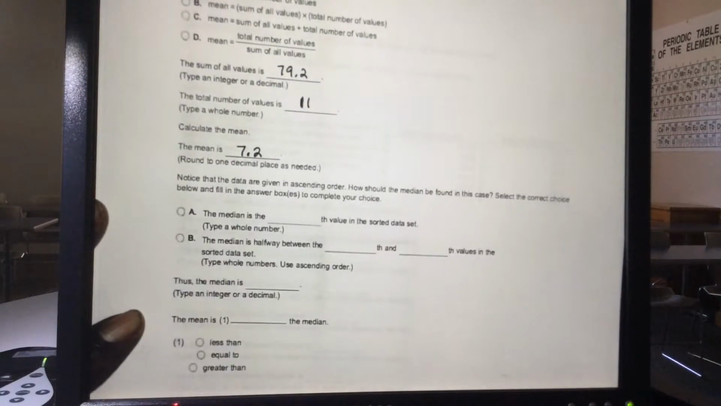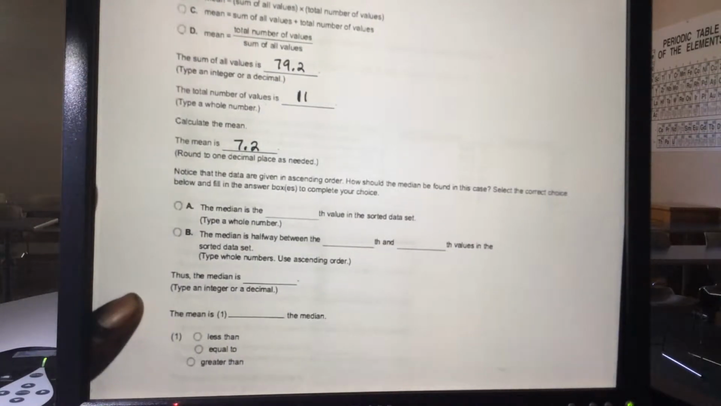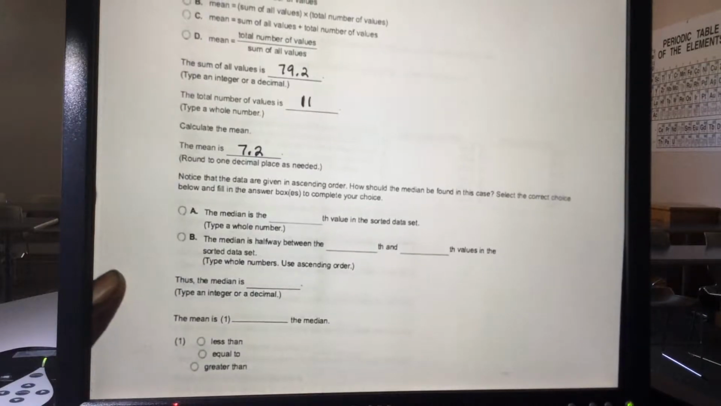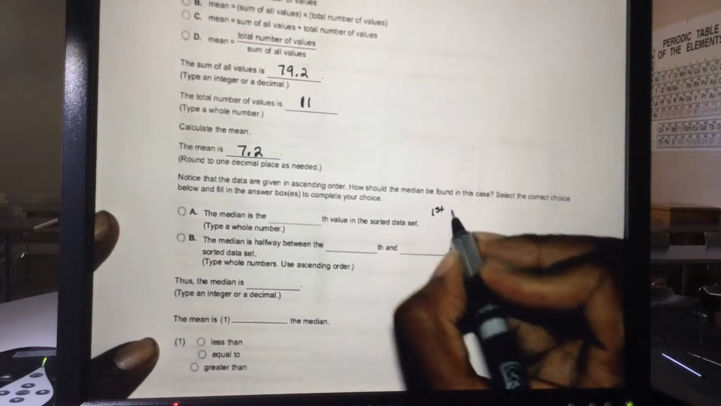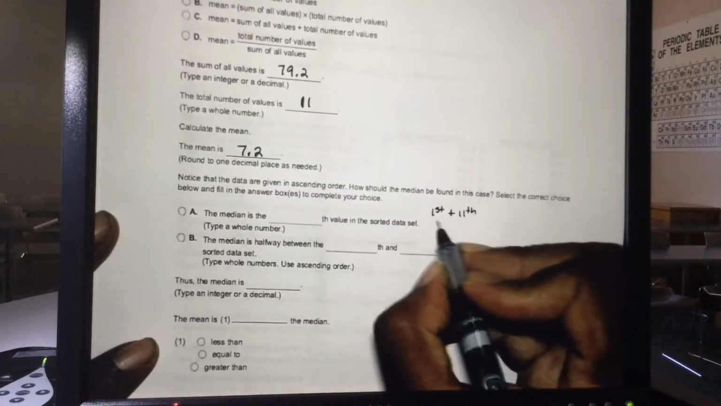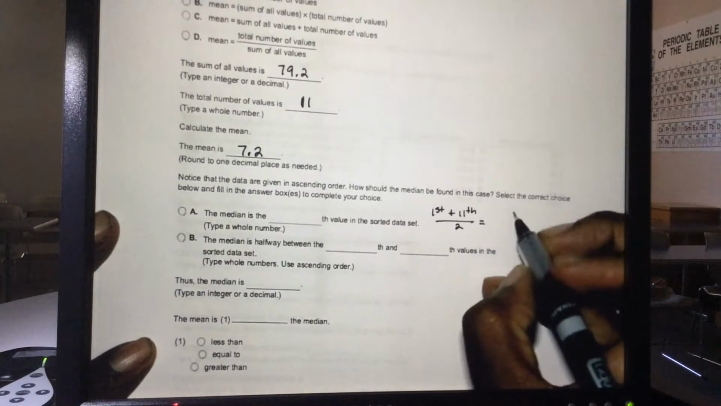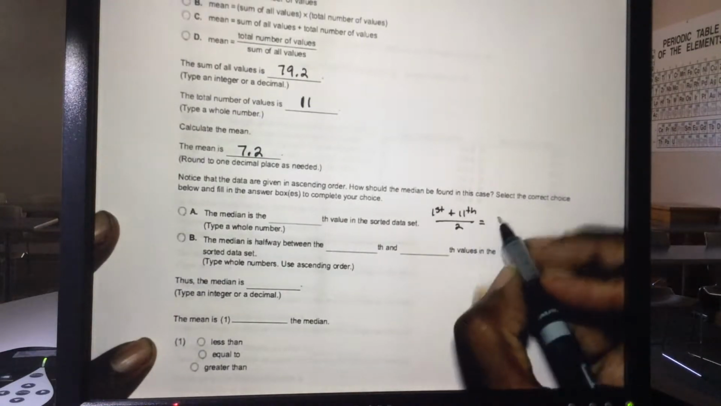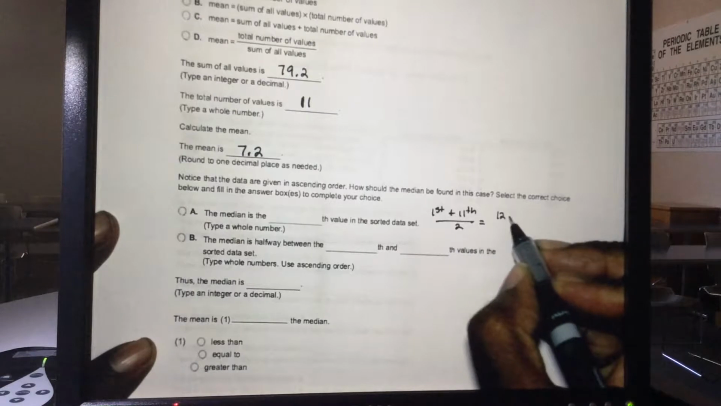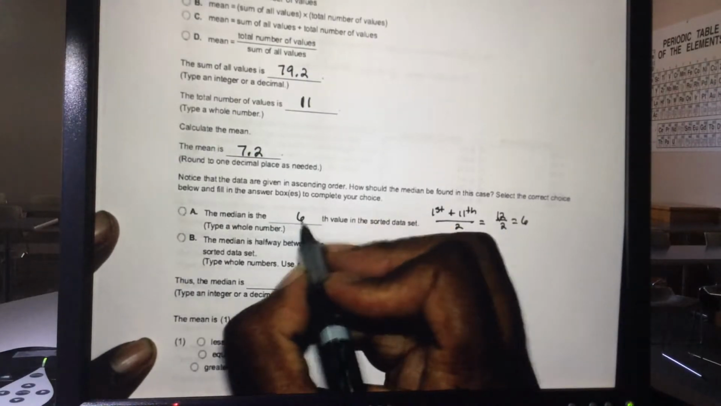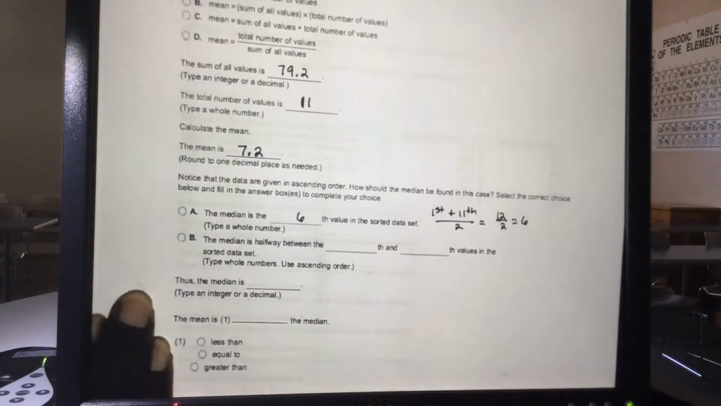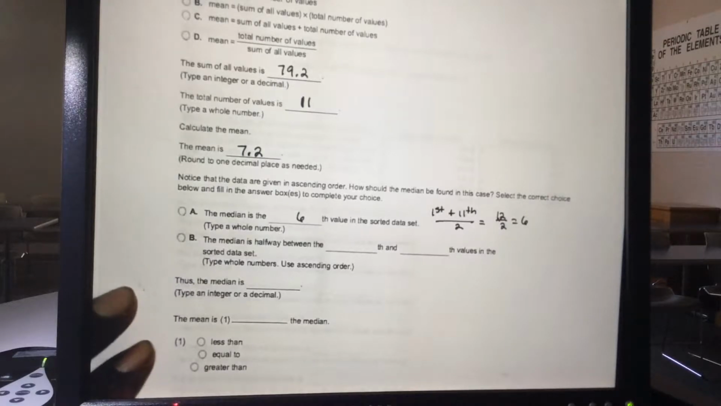Okay, and again, you notice that the data values are given in ascending order. How should the median be found in this case? Well, that's similar to the last example there. You take the first data value plus the 11th, add them together, divide by 2. So 1 plus 11, that's 12. 12 divided by 2 would be 6. So the 6th number in that data set is your median.